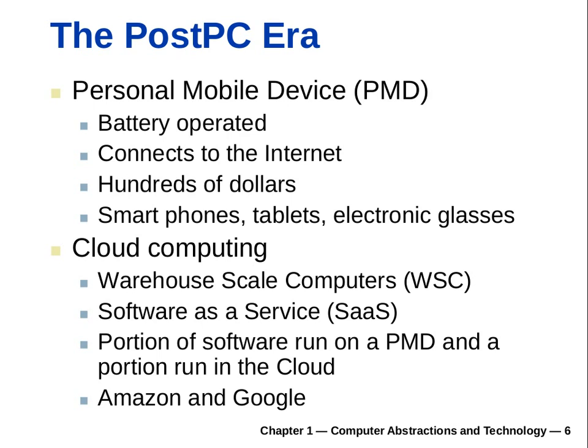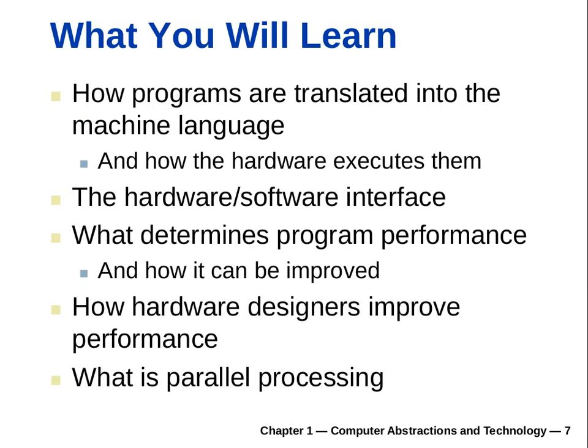And you have Amazon and Google. So, some of the stuff that you will learn here were already discussed in your other subjects. For example, how programs are translated into the machine language. This was discussed in ComSci 131. And how the hardware executes them. Not that yet, but we're going to look at later when we talk about the processor. The hardware-software interface, program performance.